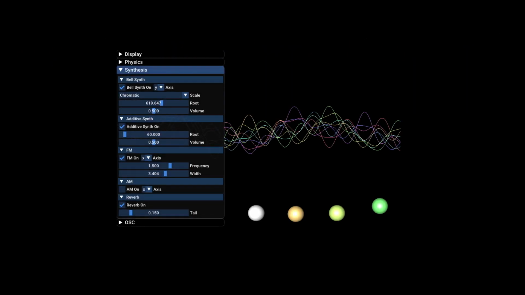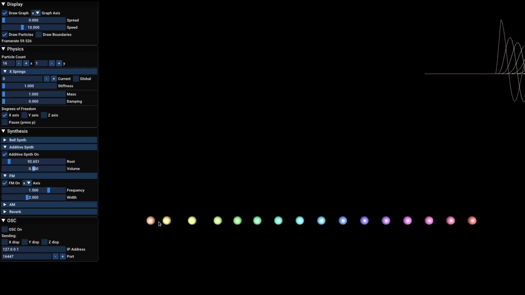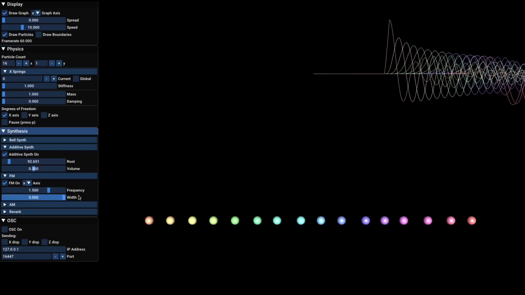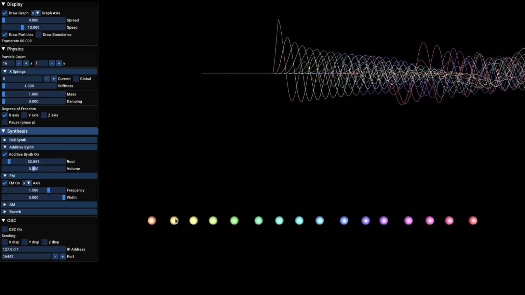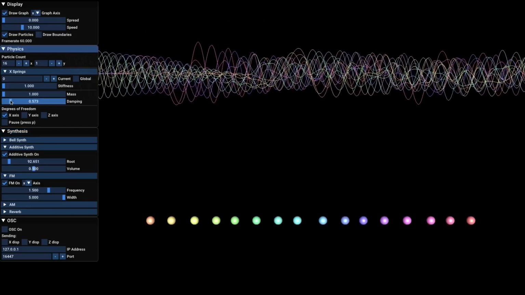The sonification you hear in these examples comes from the internal sound engine of CHON. CHON provides two modes of sonification with its additive synthesizer and its bell synthesizer. The additive synthesizer assigns a harmonic to each particle, and that harmonic can be frequency modulated or amplitude modulated based on the particle's movement. Here is an example of the frequency modulation function, where the width of the frequency modulation of each particle is increased as its displacement increases.